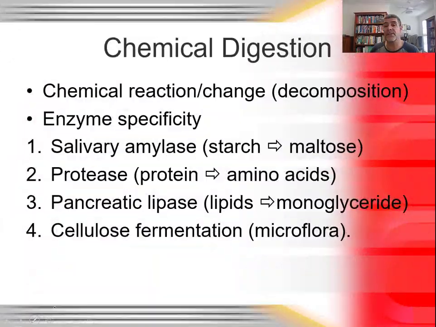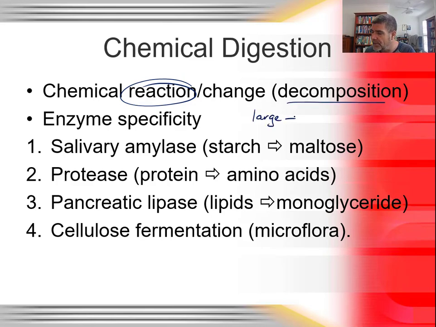The second of these processes is chemical digestion, and chemical digestion basically involves a chemical reaction. So when we have an actual change in the chemistry of what we've been eating, then we've moved from a physical digestion process, sometimes called a mechanical process, into a chemical process. And most of these processes are a form of decomposition. So they're going from large molecules to smaller molecules.